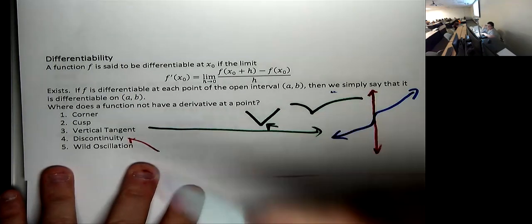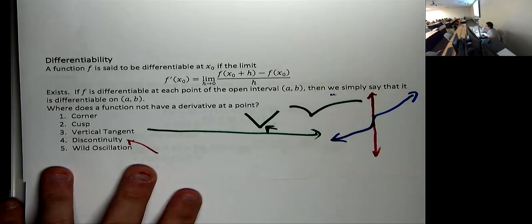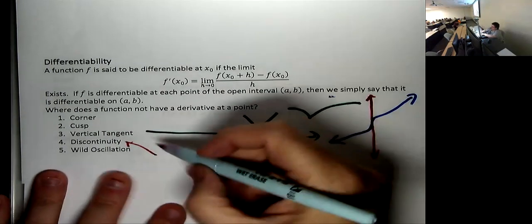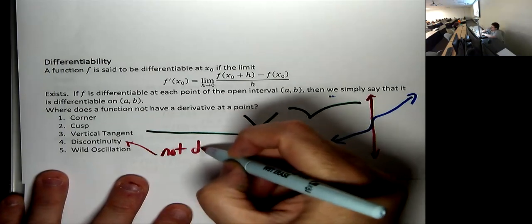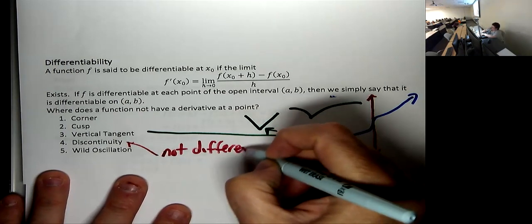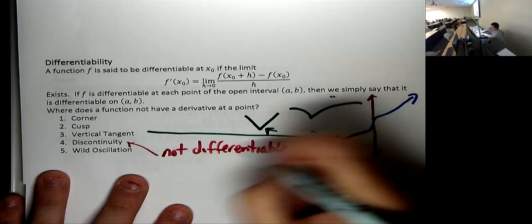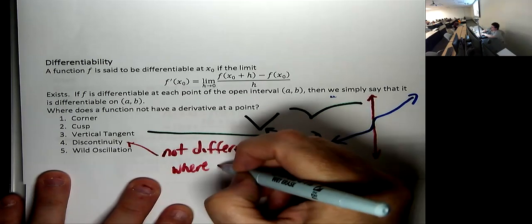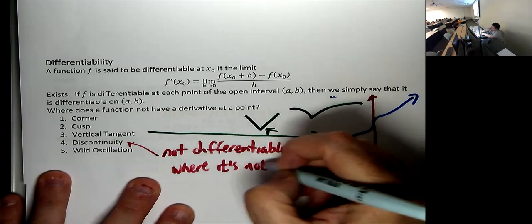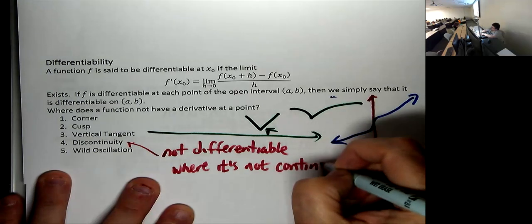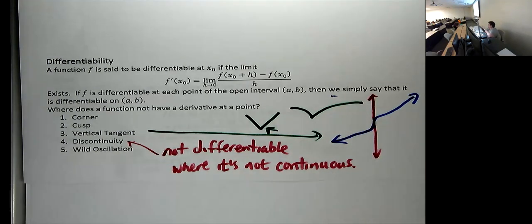The discontinuity thing is pretty important because this means it's not differentiable where it's not continuous. That's pretty huge. This makes that whole continuous or continuity idea very, very important for all of calculus.